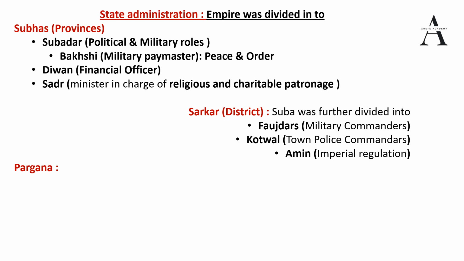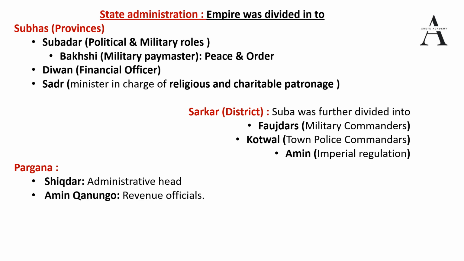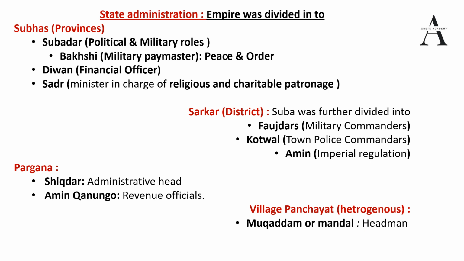Next, Pargana was there. The administrative head was known as Shiqdar. Then there was the Amin Kanungo, who was responsible for revenue related activities. Further, Pargana was divided into village panchayats. Village panchayats were assemblies of elders and important people of the village with hereditary rights over property. In mixed caste villages, the panchayat was usually a heterogeneous body. The Muqaddam or Mandal was the headman of the village.